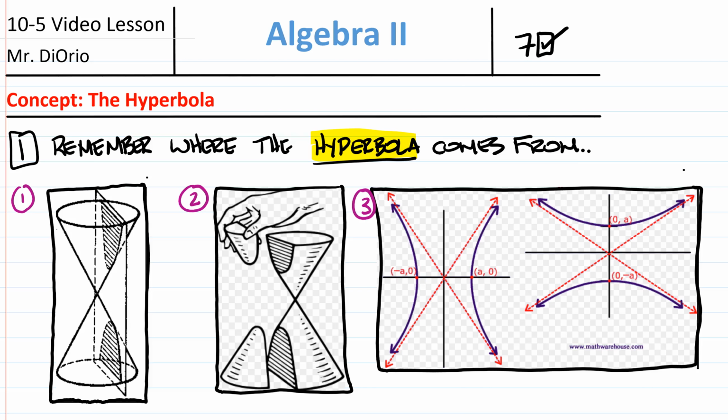Welcome to 10.5 video lesson Algebra 2. The concept we're going to talk about is the hyperbola, and there are 7 boxes for us to talk about.